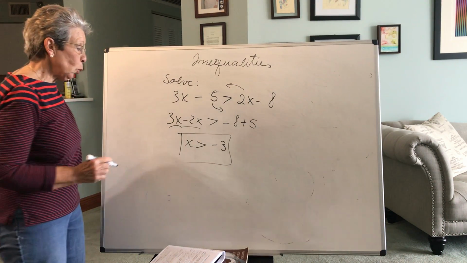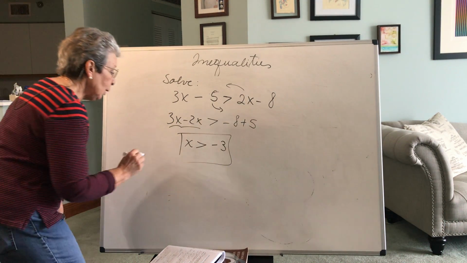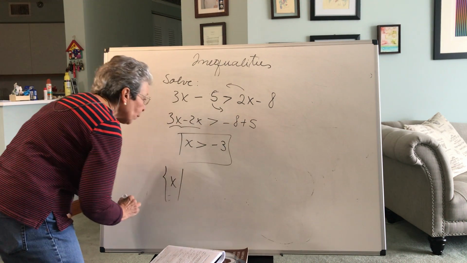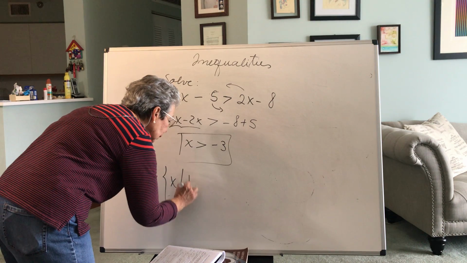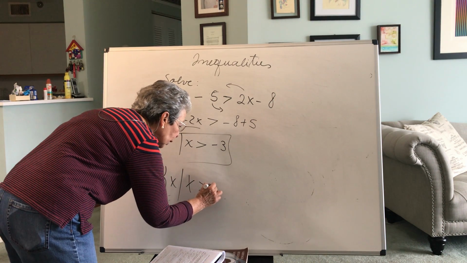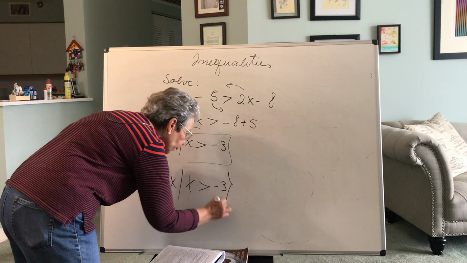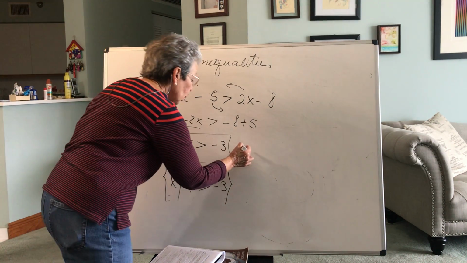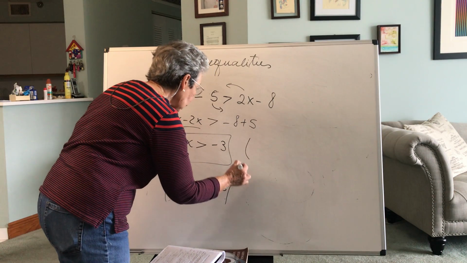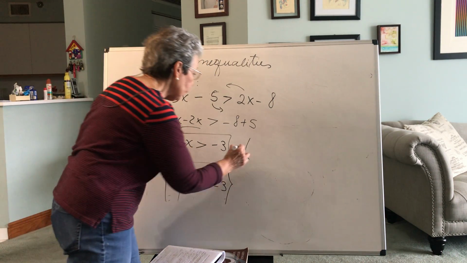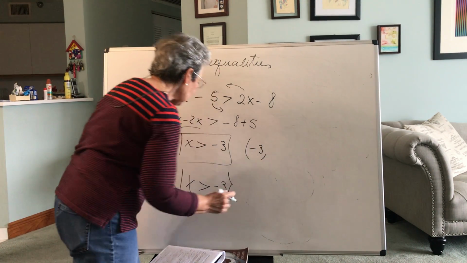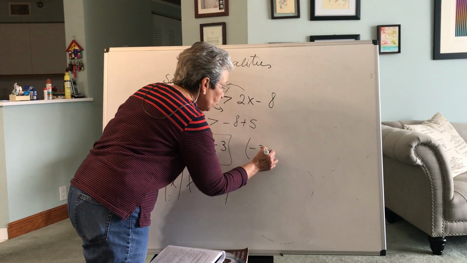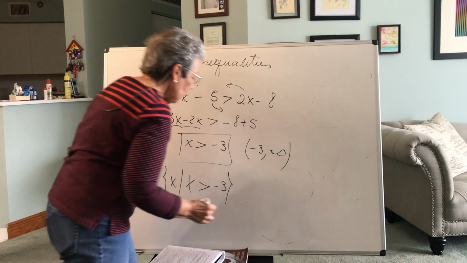What will be the solution in set notation? It will be all the numbers in the set that are greater than negative 3. In the interval solution, you have to write a parenthesis because you don't have the equal sign. Copy the negative 3, and it's all the numbers greater than negative 3. It's all the numbers to the right of negative 3.